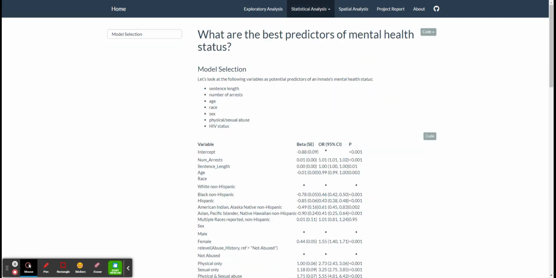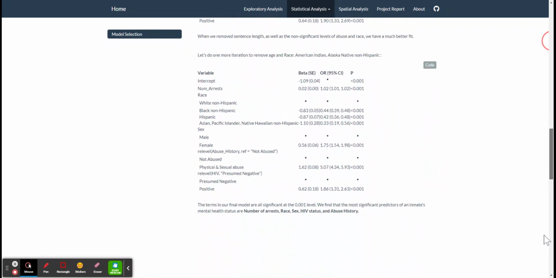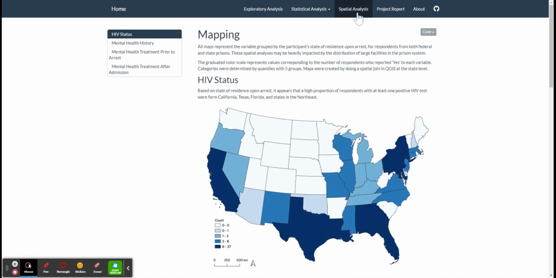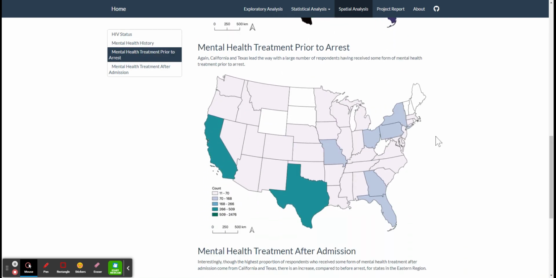We finally performed some model selection to understand what other potential covariates can be used as predictors of an inmate's mental health status. We found that number of prior arrests, race, sex, HIV history, and abuse history were the strongest predictors. Finally, we created some maps to create a geographic visualization of these hotspots of HIV status, mental health history, and mental health as it relates to their arrest.